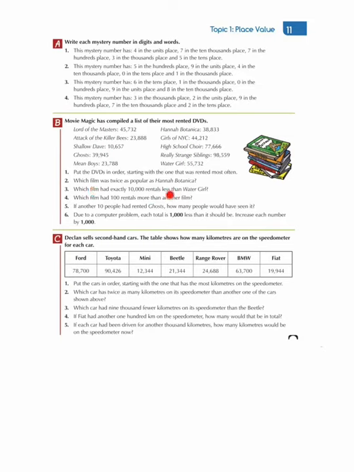So something that's dropping down from Watergirl. If we look at Watergirl here, 55,732. Forget about the 732. I'm talking about 10,000 less. 55,000, take away 10,000, 45,000. And here we have Lord of the Masters.